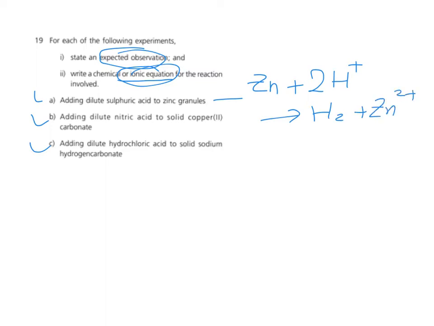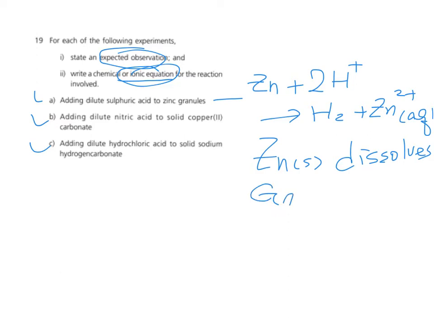So what are the observations then? You may say the granules dissolve. It disappears just because the 2 plus ion is in aqueous form. Or you may say, oh, gas bubbles given out. So why? Just because H2 is given out this time. So if you think about all the forms or all the states of the chemicals, then you can get the answers.